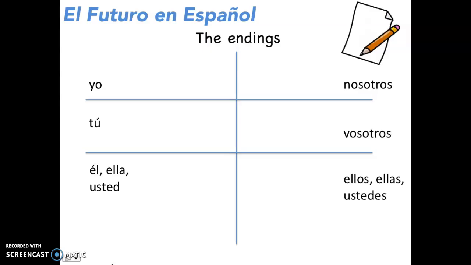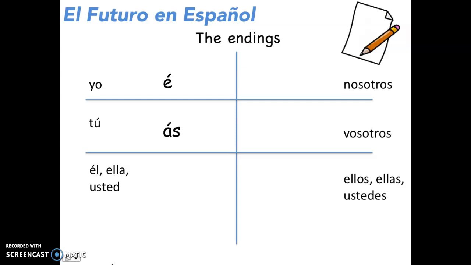If you need to pause the video, you will need to write down these verb endings. You need to know these, so this is a good time to get a pen and a piece of paper if you do not have one, and make sure that you put this chart in your notes and you write these verb endings down. The yo form is é, that's E with an accent.